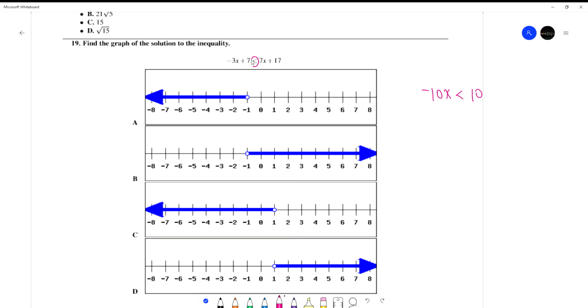Remember, this is the inequality symbol less than. But when you divide both sides by negative 10, don't forget the inequality sign has to change to the other direction. So this less than becomes a greater than negative 1. So you can see how, with A and B, people might mistakenly choose A when the answer choice is actually B, right? So here's our negative 1. Open circle on negative 1. X is greater than negative 1. That's B.